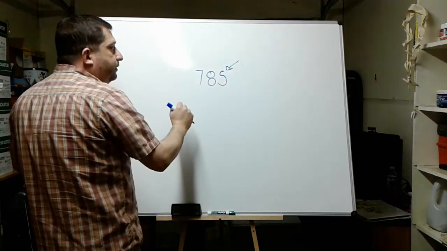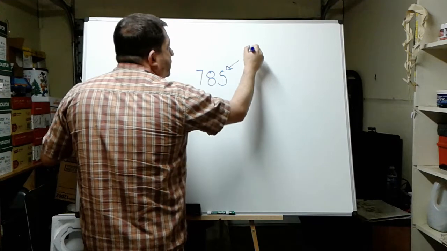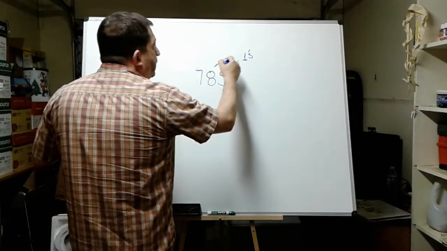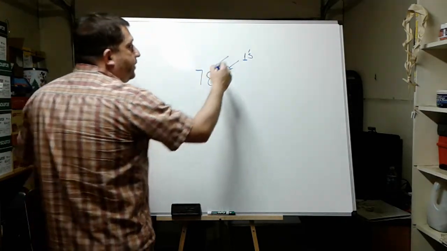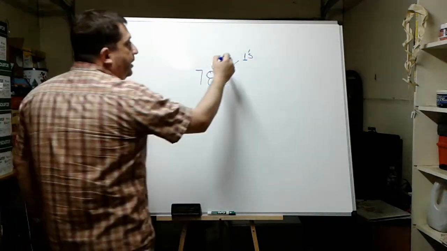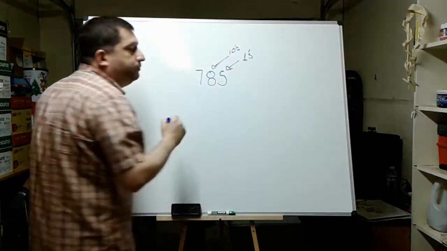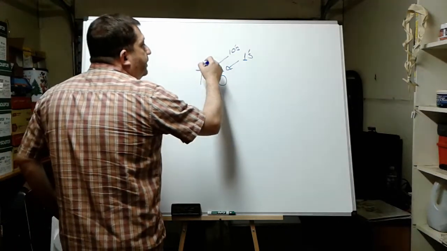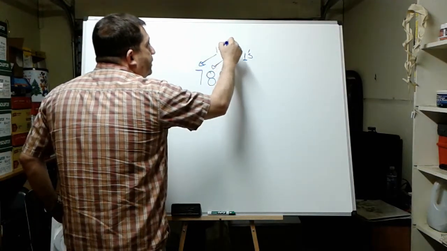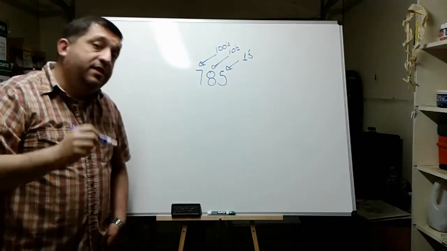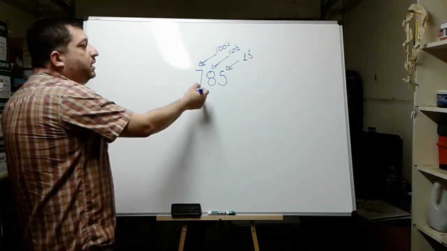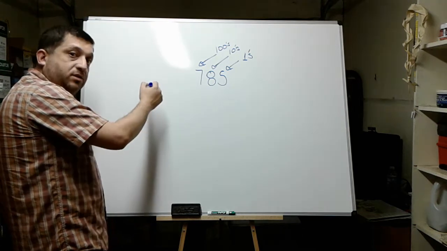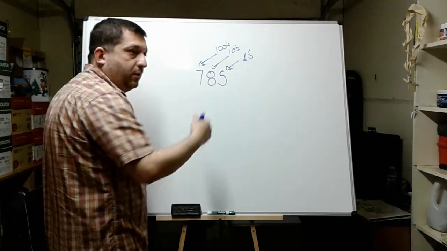Right here, the place value of the number 5 is in the ones, or the units, as some people call them. The number 8 here is really 80, so the place value of the 8 is the tens. And that 7 is really 700, so the place value of this 7 is the hundreds. These, my friends, are the place values. Then it moves on to the thousands, the tens of thousands, the 100,000s, and the millions, and it goes on and on.